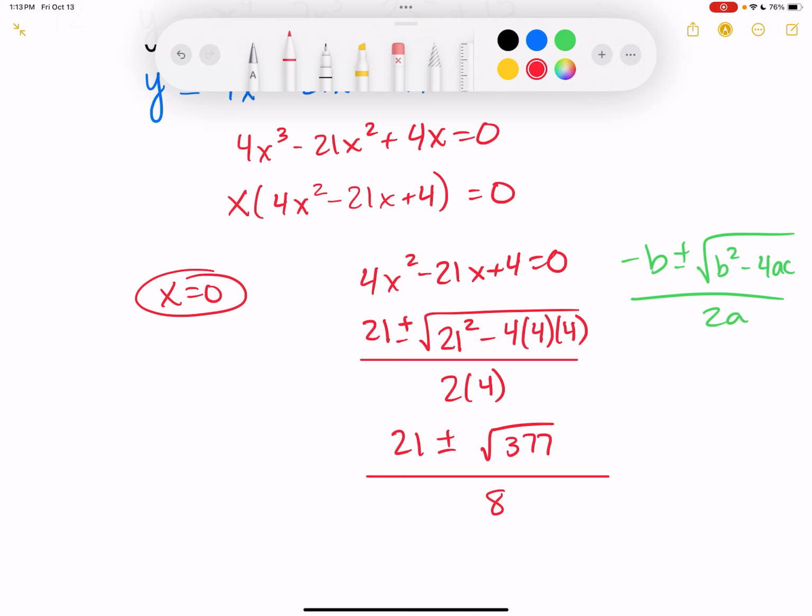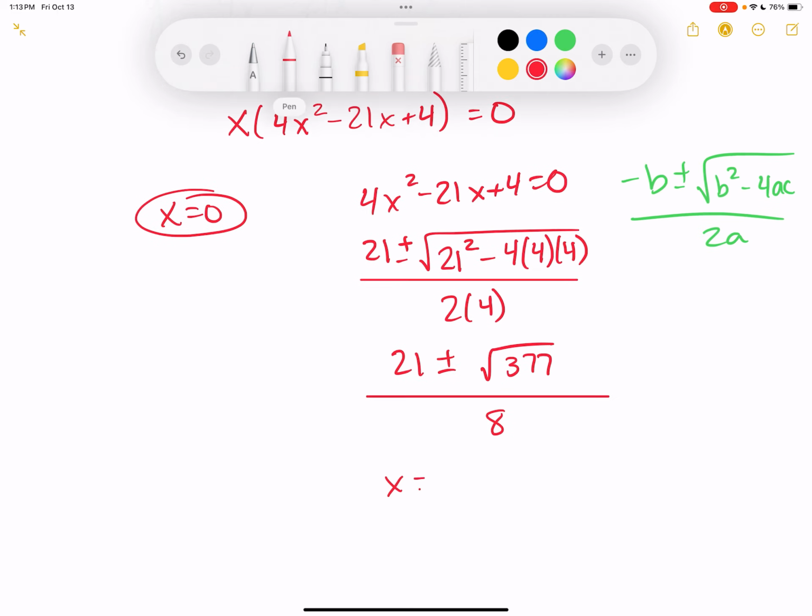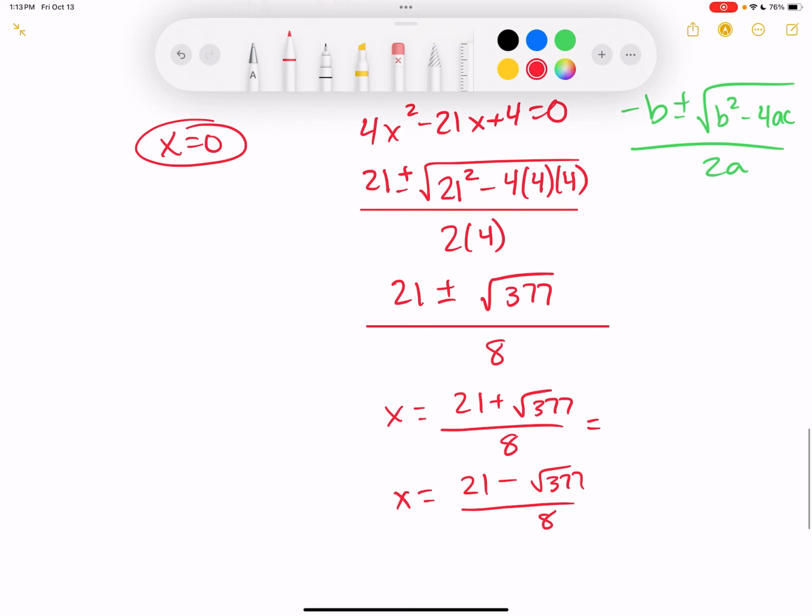All right, so your book is going to leave it like this. They are going to write them separately as x equals 21 plus the square root of 377 over 8, and then x equals 21 minus the square root of 377 over 8. Sorry, I was saying 21 squared, I wasn't saying the whole thing. That's why I was confused when you guys said 377. 21 squared cannot possibly be 377.